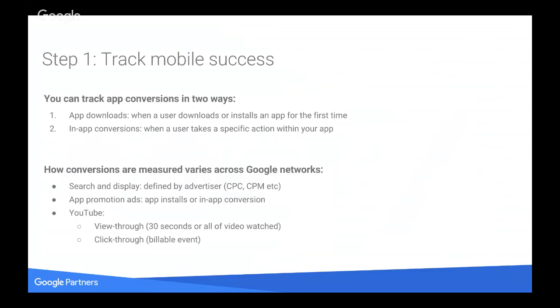And how conversions are measured across different Google networks: on search and display, it is something that is defined by an advertiser. So anything that is of value to your business can be defined as a conversion action. While in in-app promotion ads, of course, the number of people who've installed your application comes into play. While on video ads, essentially the ads that you would showcase on YouTube, conversion actions would be counted as someone watching 30 seconds of your ad or taking a valuable action, such as interacting or clicking on your ad itself.